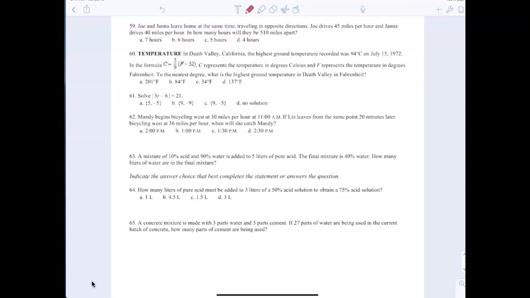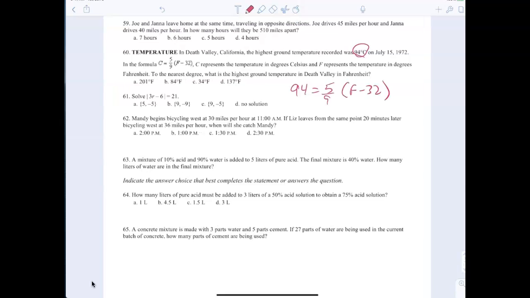All right, let's look at 60 real quick. It says, in Death Valley, California, the highest ground temperature recorded was 94 degrees. So C represents the Celsius, F is Fahrenheit. To the nearest degree, what is the highest ground temperature in Death Valley in Fahrenheit? Well, remember, this is Celsius, so we put that in for C. So 94 equals 5/9 times F minus 32.